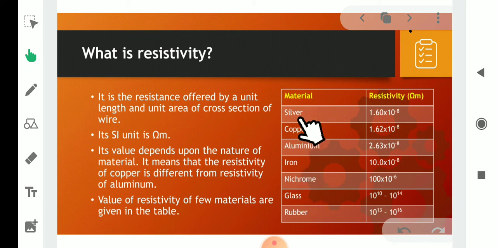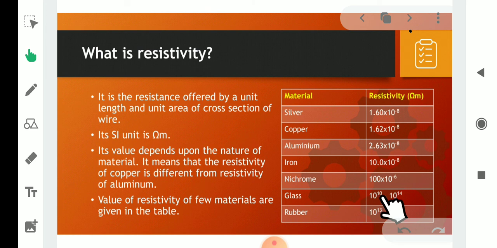It depends on the nature of the material. For copper wire, the resistivity is 1.62 × 10^-8. In the same way, for silver it is 1.60 × 10^-8. Aluminium, the resistivity is 2.63 × 10^-8. Iron, 10.0 × 10^-8. Nichrome wire, it is 100 × 10^-6.